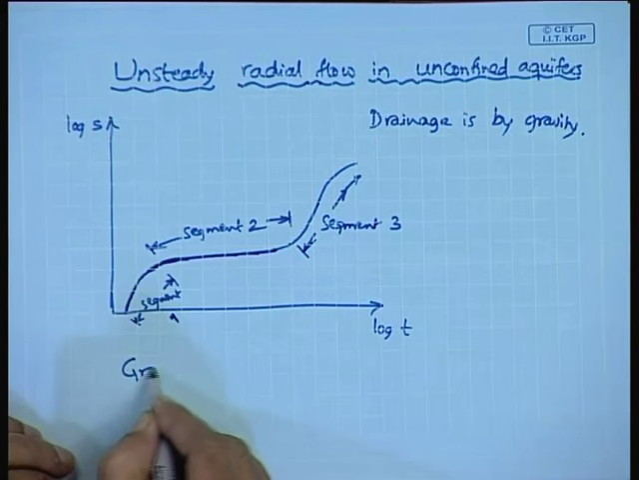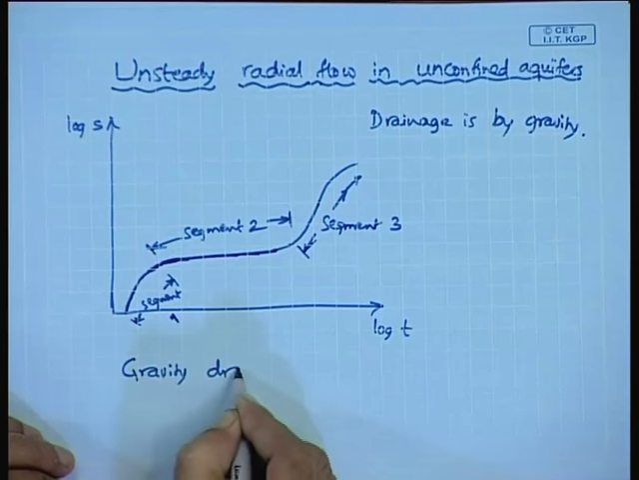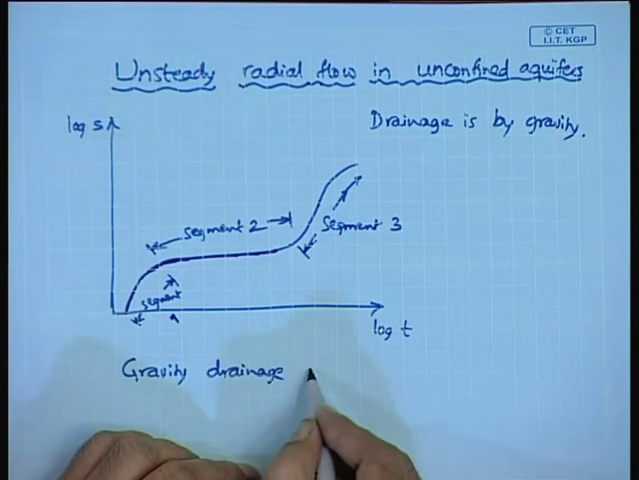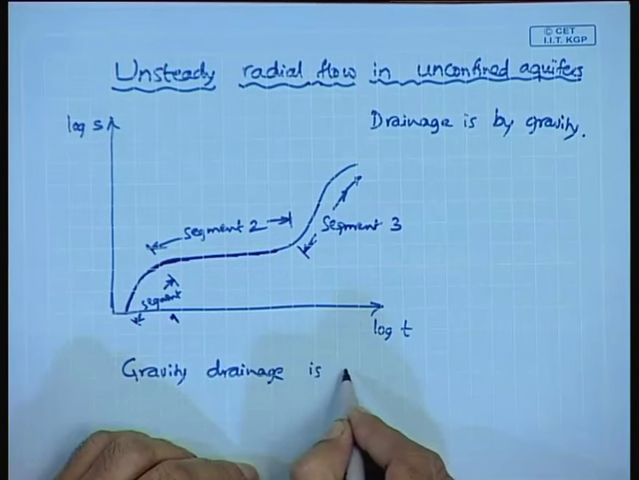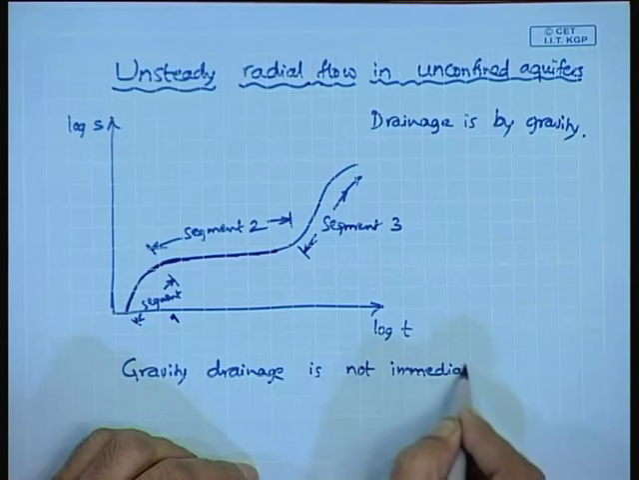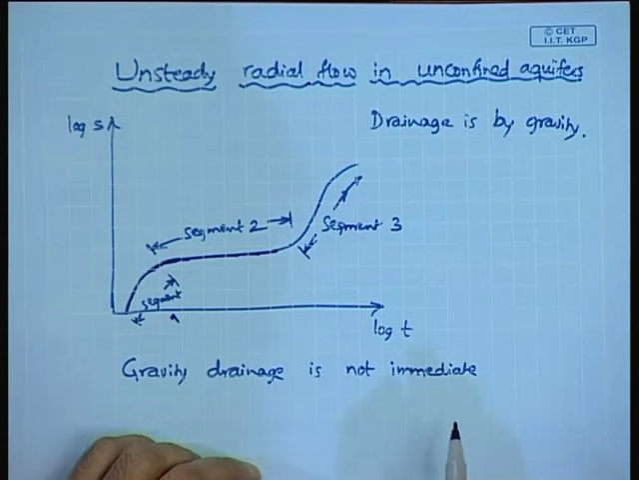And this gravity drainage is not immediate. And obviously, that is why it constitutes an unsteady flow condition. And so, the water flow towards a well in unconfined aquifers is characterized by slow drainage of interstices.